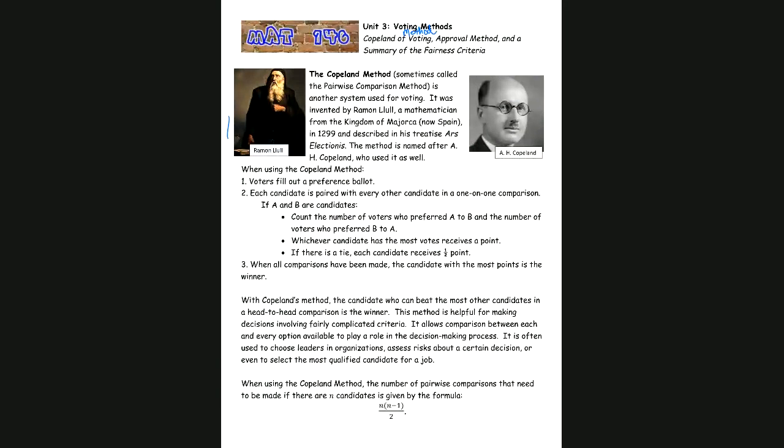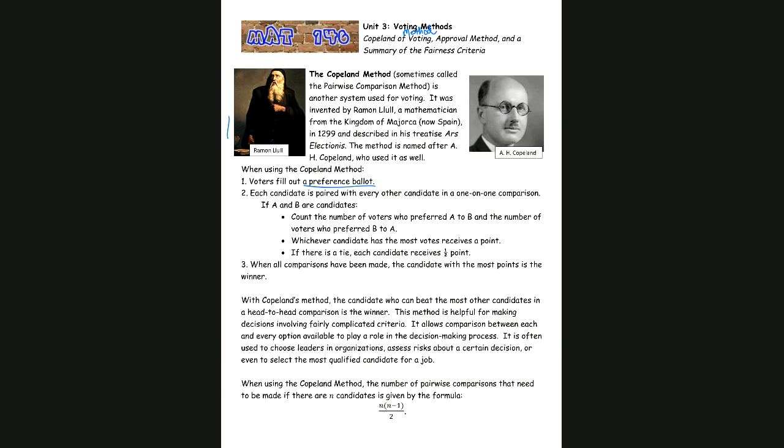So when using the Copeland method, what do you do? Well, this one is going to require a preference ballot. Voters are going to rank their candidates instead of just voting for one of them, just like with basically every other voting method. Each candidate is paired with every other candidate in a one-to-one comparison. So if you have several candidates, you're going to take them two at a time, and you're going to count the number of voters who prefer.